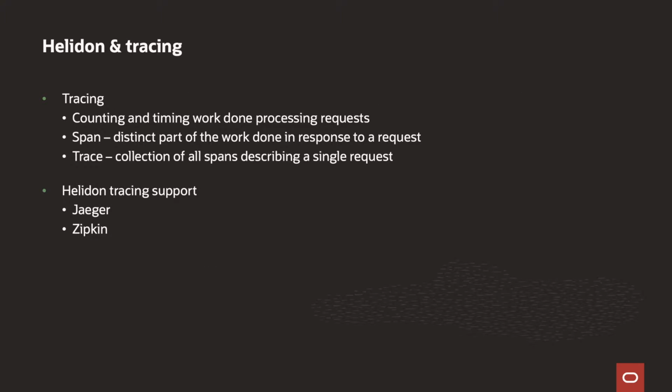Like metrics, tracing in microservices helps us get insight into the performance of a server. But tracing gathers information about single requests rather than aggregating data about multiple requests as metrics do. Typically, tracing counts and times the work done in processing each request. A span is a distinct part or step in the work which the server performs as it responds to a request. A trace is a collection of all the spans which describe a single request. Helidon offers support for both Jaeger and Zipkin tracing.